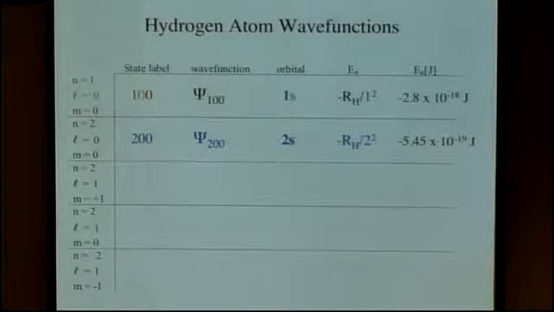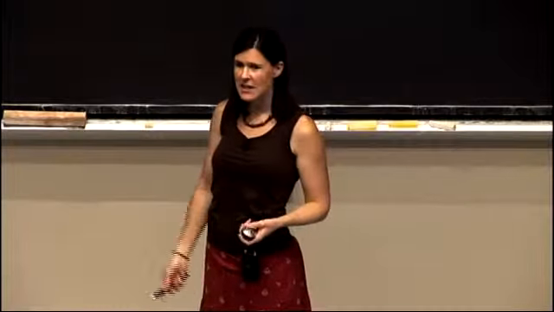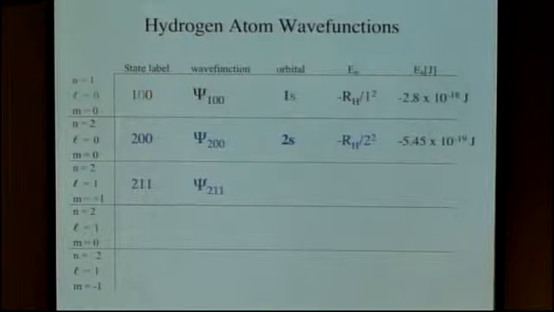So we can go on and do this for any orbital or any state function that we would like to. So for example, if we talk about the 2, 1, 1 state label, that's just psi 2, 1, 1. What in this case would be our orbital?